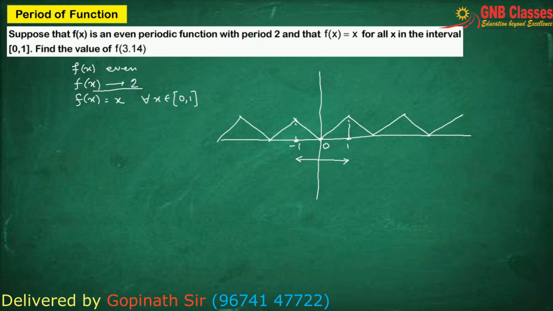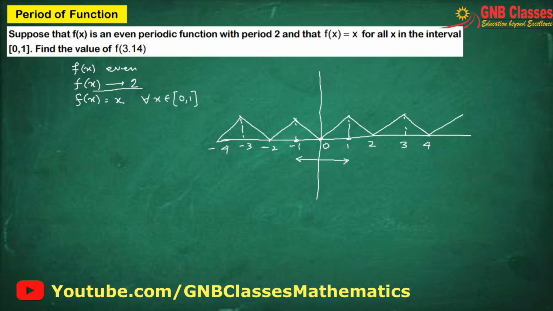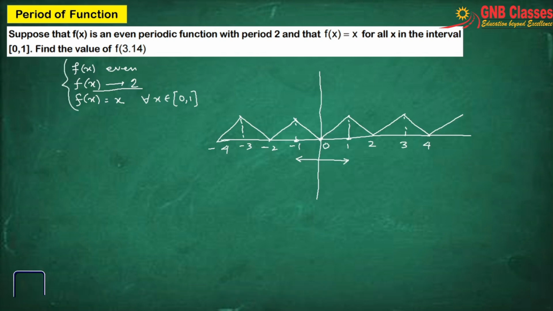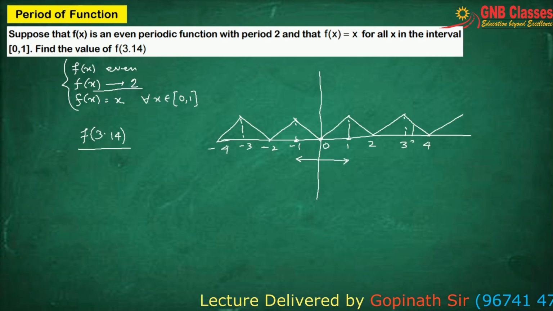Right? This is our 2, this is 3, this is 4 and so on. This is again minus 2, minus 3, minus 4 and so on, right? So this is the graph of the function f(x) according to the given conditions. Is it clear? Now we can easily see that we have to find the value of f of 3.14. Now 3.14 lies somewhere here. Okay, let us say this is 3.14.